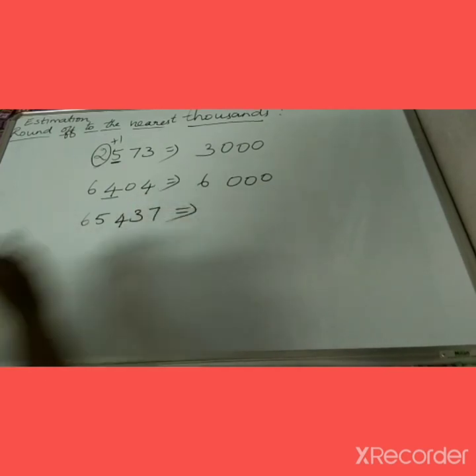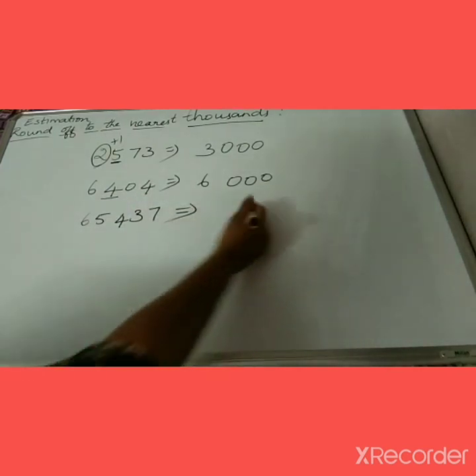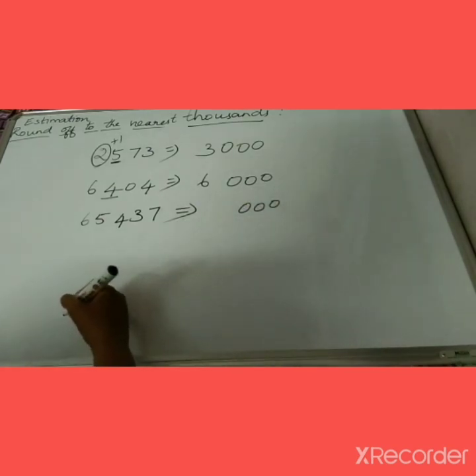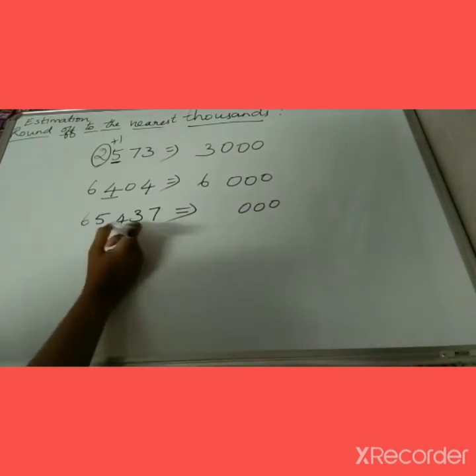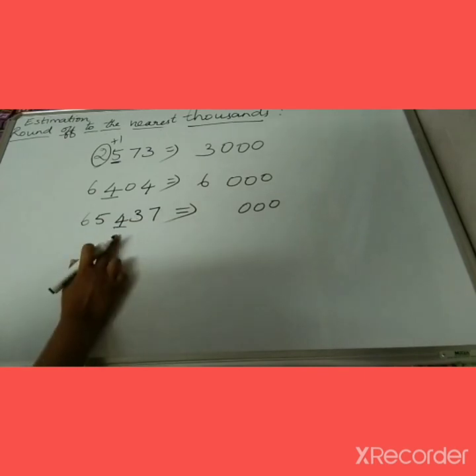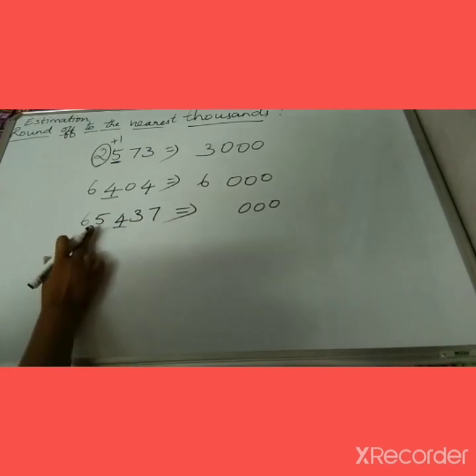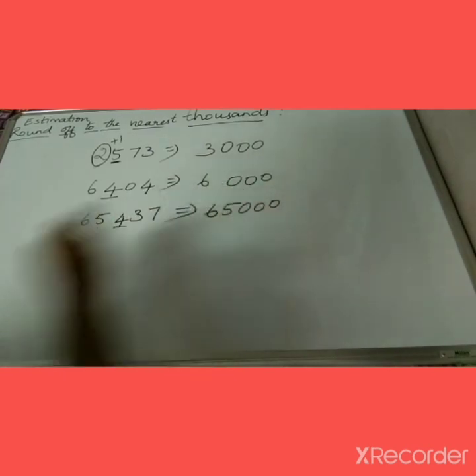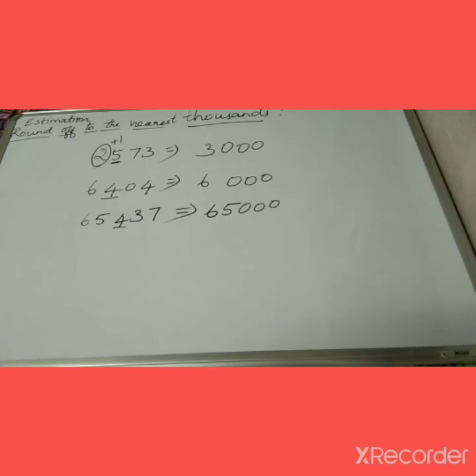65,437. In this sum, the last three places we have to put 0. Then we have to look at the number in the hundreds place. If it is less than 5, we will put the same number 5 and the remaining 6. So 65,000. Is it clear how to round off to the nearest thousands? Yes.